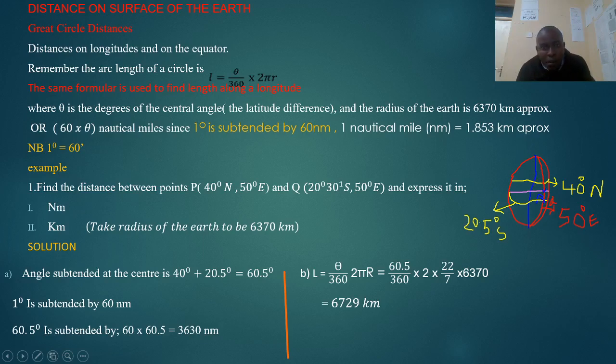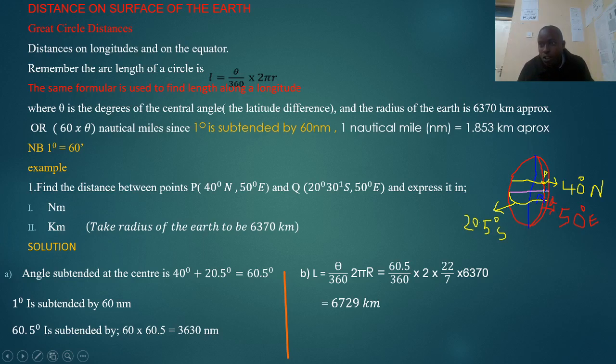We named it wrongly, because it was supposed to be 40 degrees north and 50 degrees east. Our point is supposed to be here, between this point here. This is where we are supposed to have our P here. So our P and Q here.